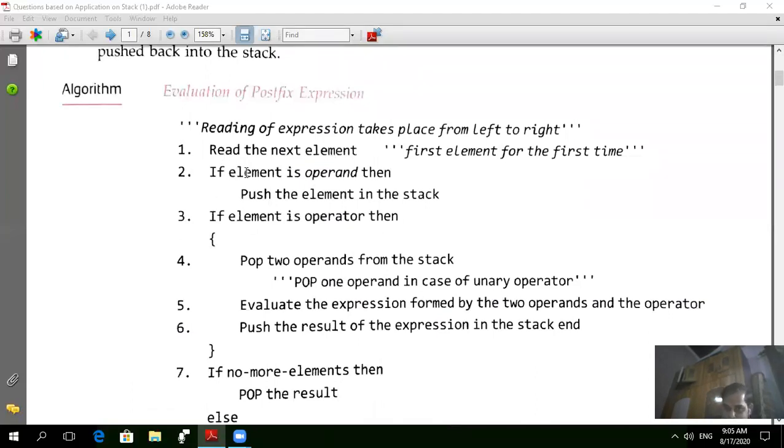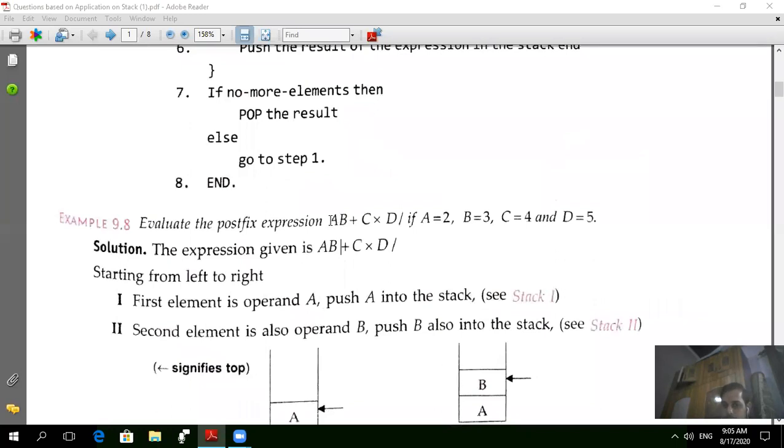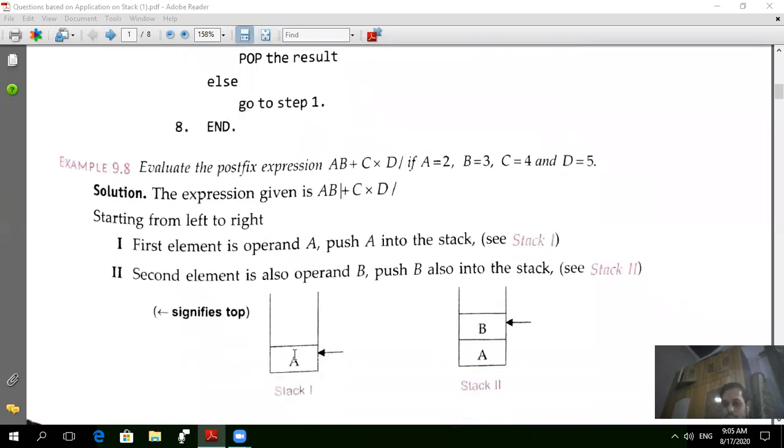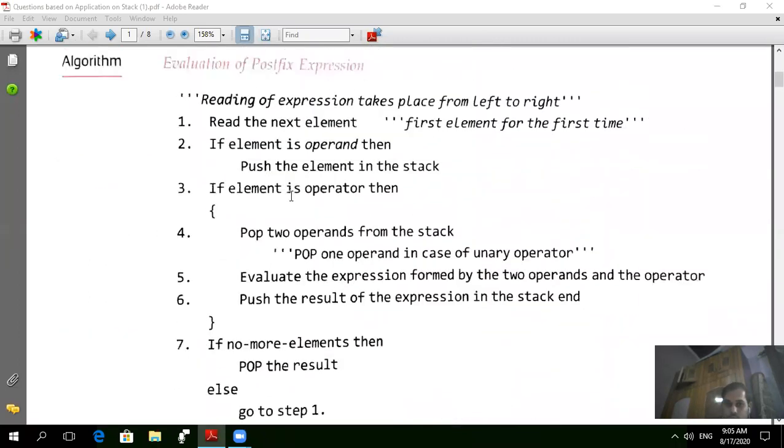Then if the element is an operand, that means maybe it is a variable or maybe it is a value. If the element is an operand, then push the element in the stack. So according to this, here a and b are both operands. So first you have to insert these operands into the stack.